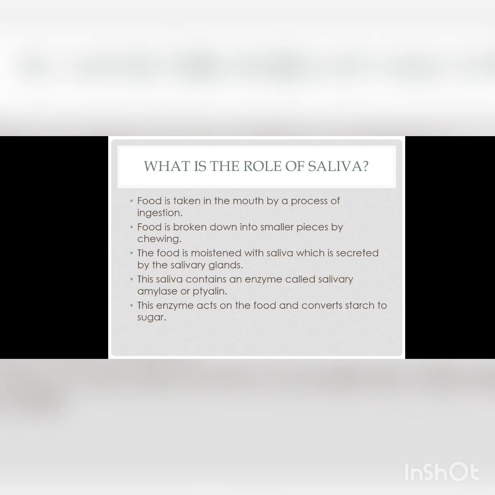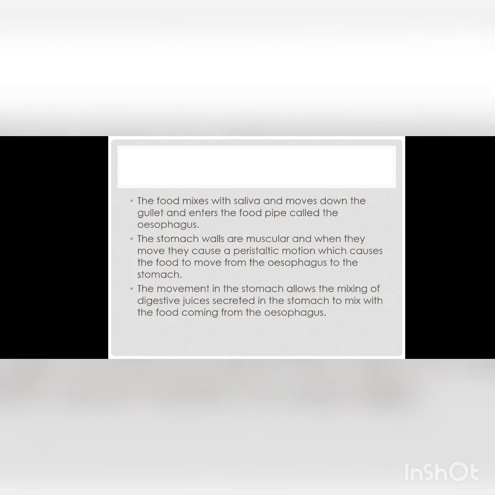It secretes an enzyme which is known as salivary amylase or ptyalin. This helps in converting starch into sugar. It also helps in mixing the food. Food mixes with saliva and moves down the gullet and enters the food pipe. The food pipe's name is esophagus.